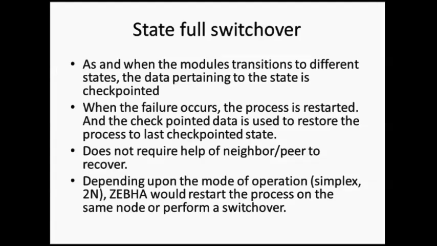When the failure occurs, the process is restarted and the checkpoint data is used to restore the process to the last checkpointed state. So the beauty of SSO is it doesn't require any help from the neighbor to recover, as compared to graceful restart, which would coordinate after the process comes up. The graceful restart would coordinate with its neighbor to get some information so that it could recover to the previous state. But in case of stateful switchover, all the state information pertaining to that particular module would be checkpointed. So it doesn't require any help from the neighbor to regain its previous state. Neighbor won't even come to know that there was a failure on the peer module and it came back.